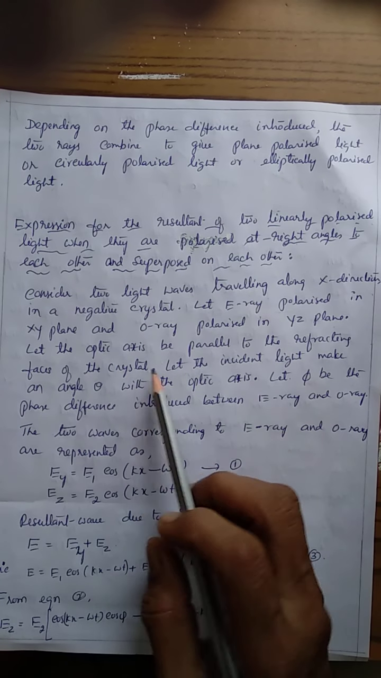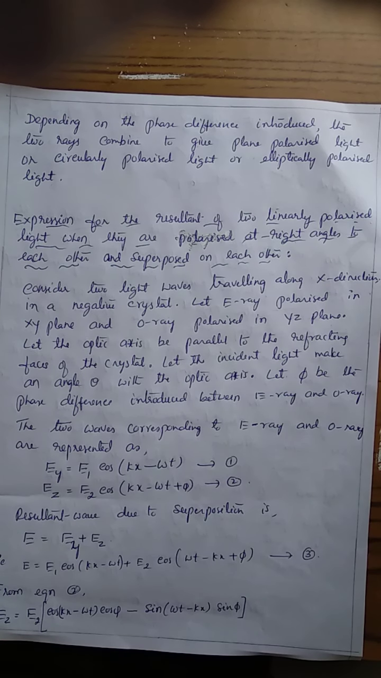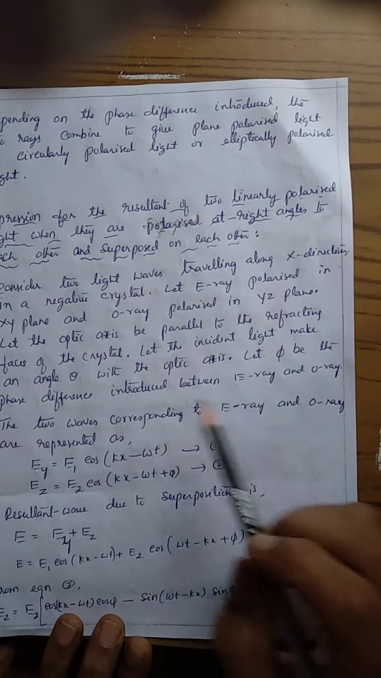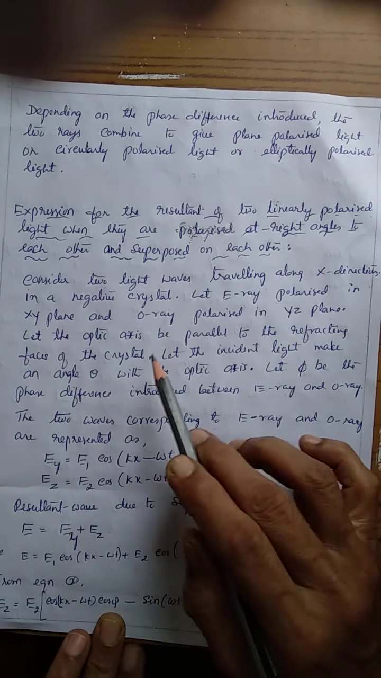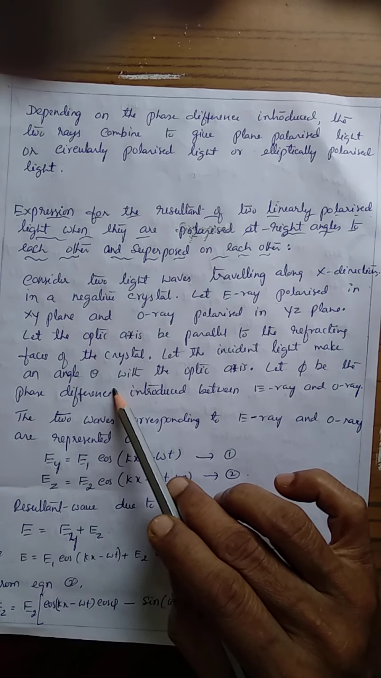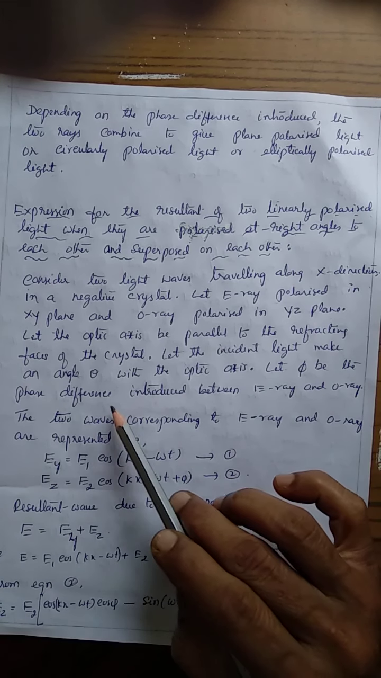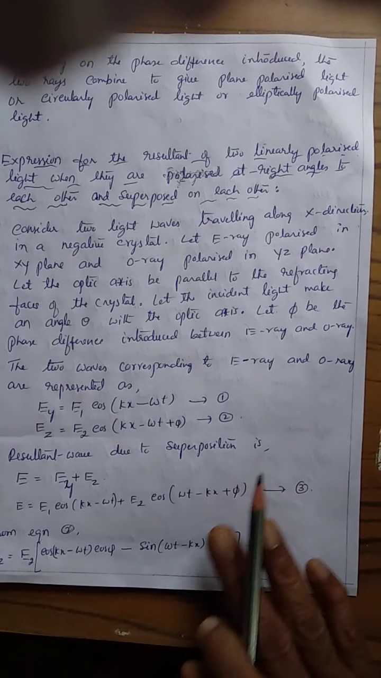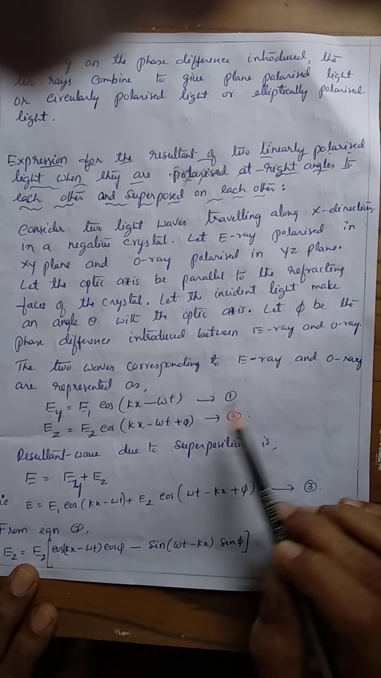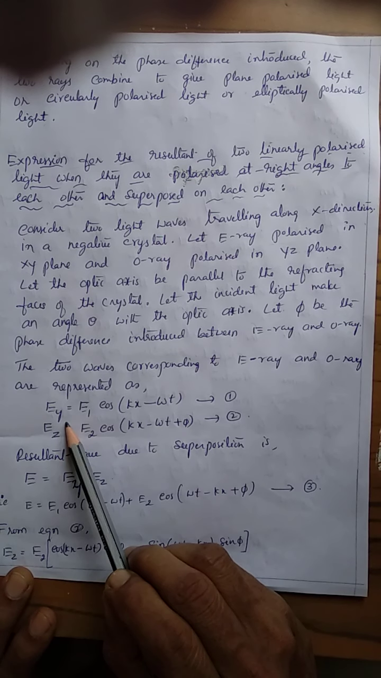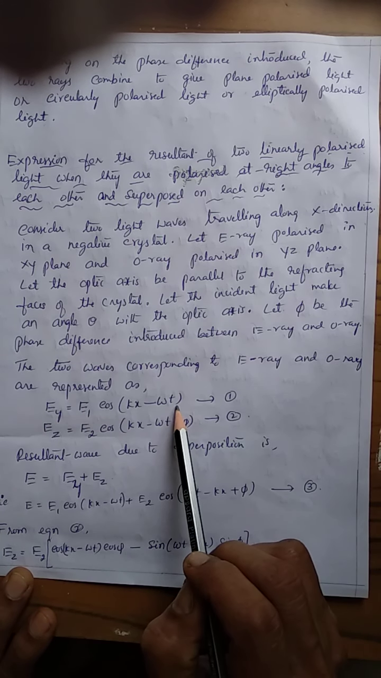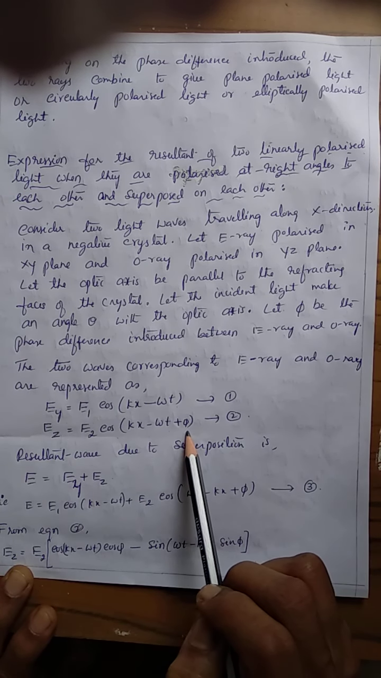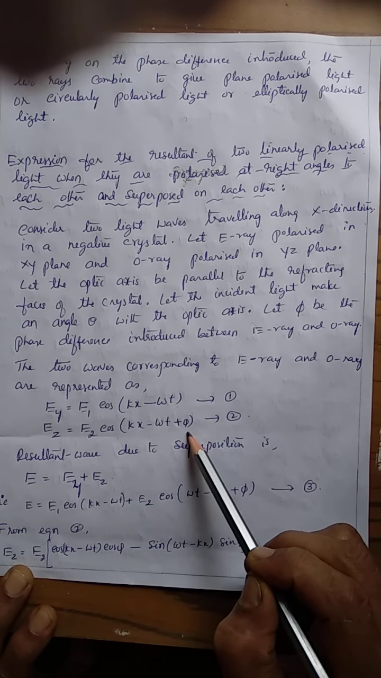Here again, let the optic axis be parallel to the refracting faces of the crystal. As we discussed in the previous discussion, we consider the angle theta, the angle made by the incident ray with the optic axis. Let phi be the phase difference. Now, these two waves can be represented by the equations Ey equals E1 cos(kx minus omega t), and Ez equals E2 cos(kx minus omega t plus phi). So these two differ in phase by phi.